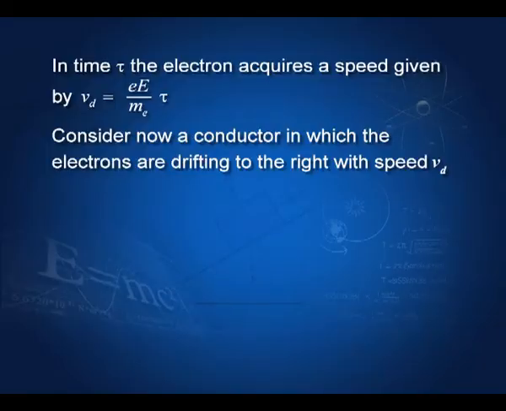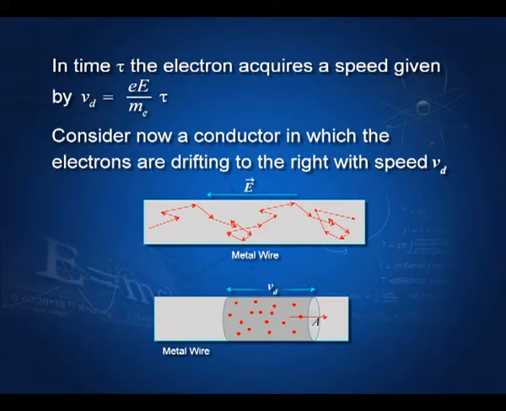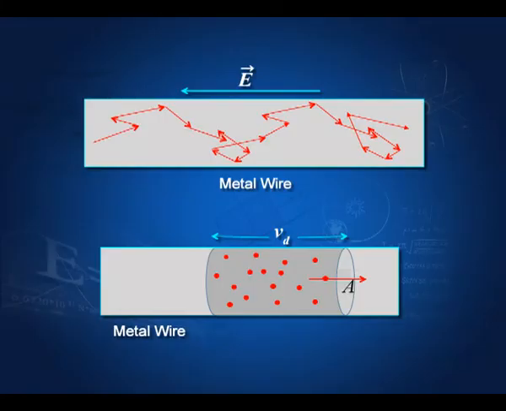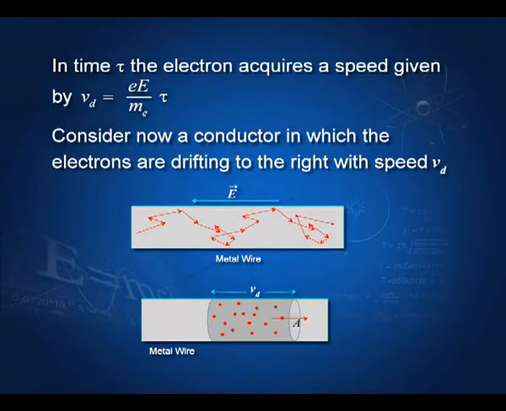Consider now a conductor in which the electrons are drifting to the right with the speed Vd. So, this is how the electrons drift, and I have this piece of wire and I have chosen a cylindrical region with a length equal to Vd, so that all the electrons present right from this point can cross this cross section A in 1 second. So, I have chosen this length of the cylinder equal to Vd, so that in 1 second all the electrons in this will cross this cross section.